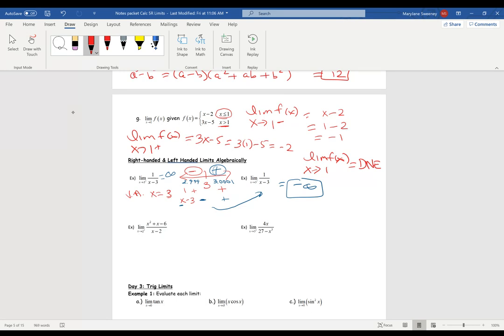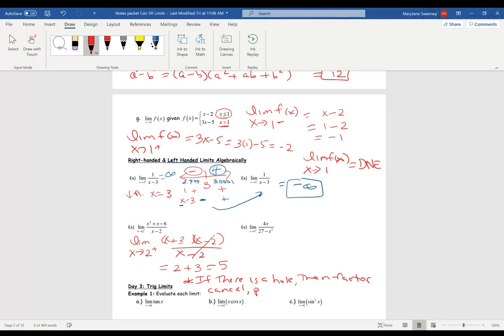Okay, now if there's a hole, which I would only know in this one, what I have to do is factor, right? Because I always have to see if I can factor and cancel. So I want plus 3, minus 2, so it multiplies to negative 6, adds to positive 1, cancel, and then you can just plug in. So if there is a hole, then factor, cancel, plug it in.